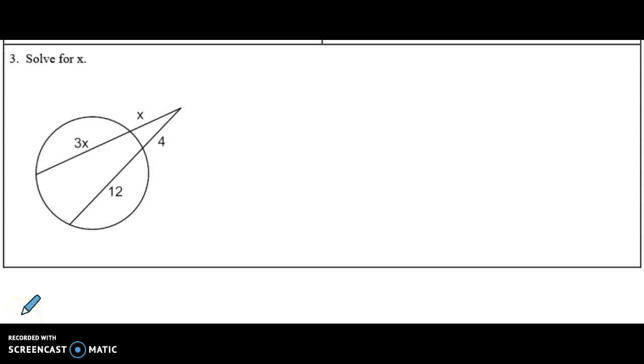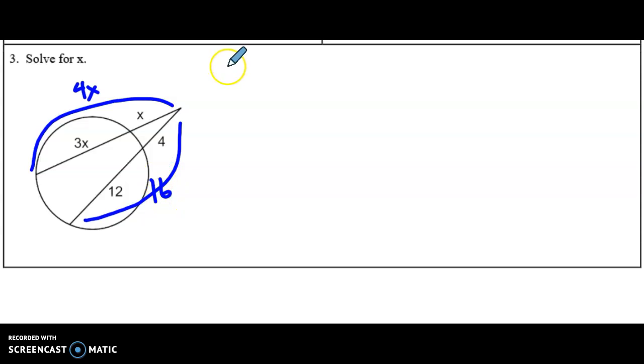Okay, another secant problem. So remember the outside is x. The whole thing would be 3x plus x, which of course is 4x. The outside is 4. The whole thing is 16. So you're going to say the outside times the whole thing is equal to the outside times the whole thing.